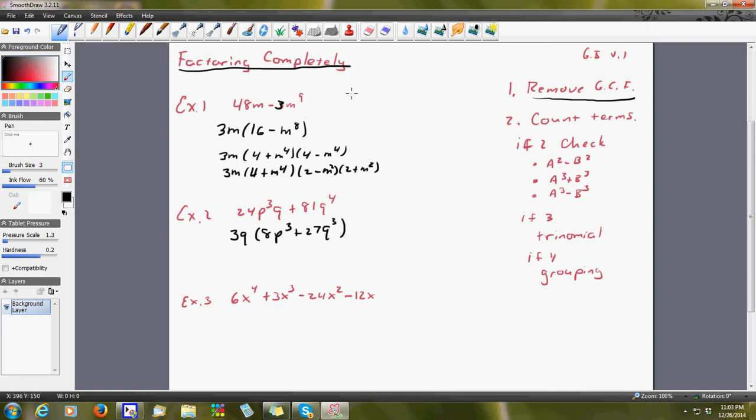Whoa, alright, well, I know that 8p cubed is a perfect cube, and the cube root of that is going to be 2p. 27q cubed is a perfect cube, and the cube root of that is 3q. So I'm going to keep my 3q, because I factored it out, it has to come along. It's going to be a plus b, which is 2p plus 3q, times a squared, so 2p quantity squared, so 4p squared, plus 2p times 3q, which gives me 6pq.